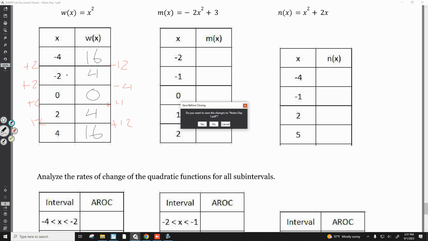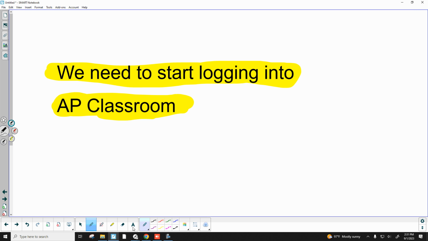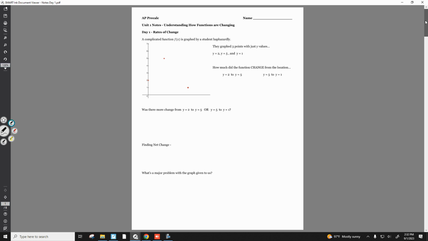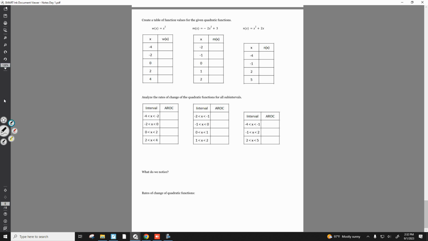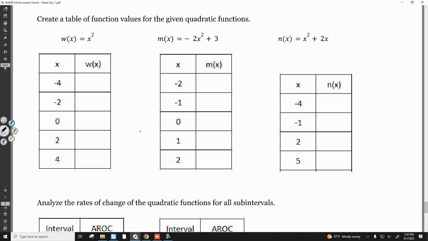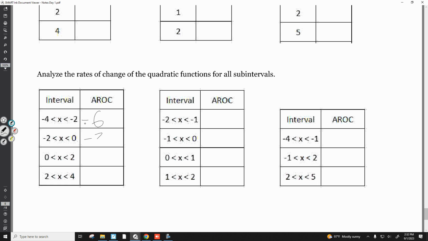The average rate of change is 6. Then negative 2. I'm going to have to pull this back up. Negative 6, negative 2, 2, 6.